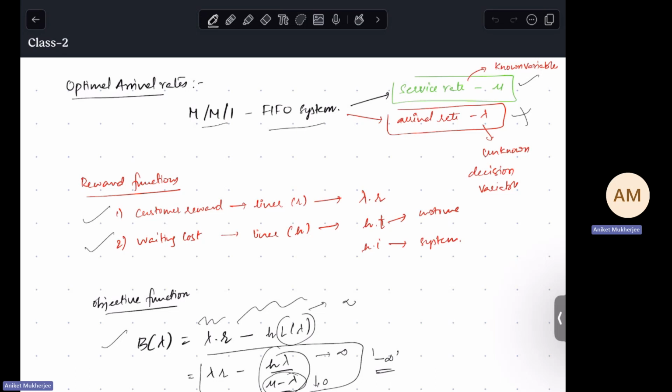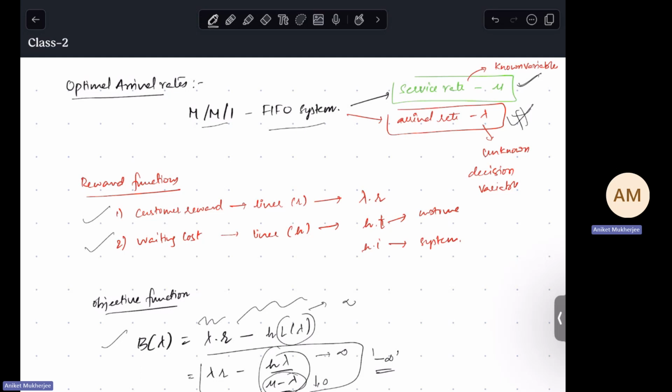In the last class, we saw for a simple system of M/M/1 queue, we fixed the service rate, which is non-variable, and we made the arrival rate an unknown decision variable. For this type of setting, we designed two cost functions, where one is the customer reward, because now you have control over your arrival rate. So you want to reward more people coming into the system and getting served. We designed this customer reward as linear with slope r, so it's lambda r.